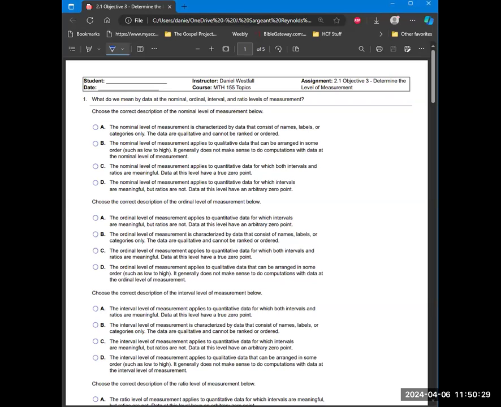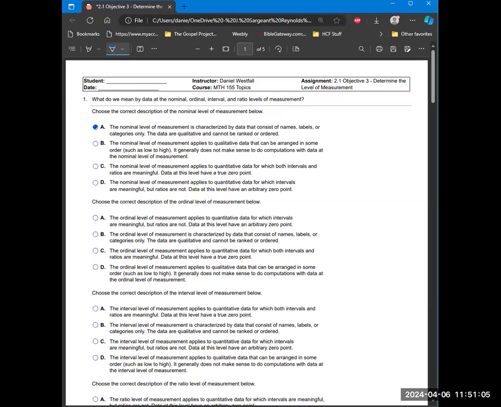In this video, we're going to talk about 2.1 Objective 3, where we determine the level of measurement. What do we mean by data at the nominal, ordinal, interval, and ratio levels of measurement? So let's choose the correct description of the nominal level of measurement. The nominal level of measurement is characterized by data that consists of names, labels, or categories only. The data are qualitative and cannot be ranked or ordered.